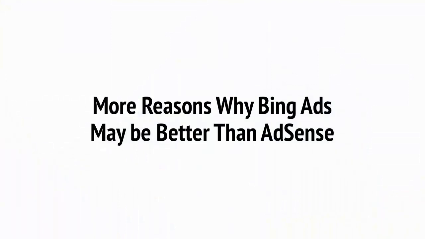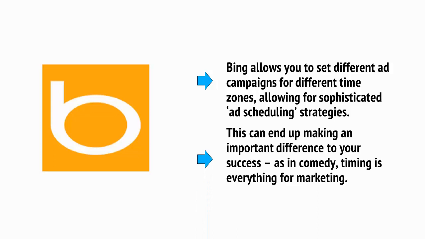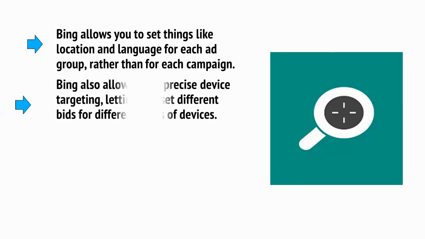There are more reasons why Bing might be a better choice for building an effective PPC campaign. For example, it's generally considered that Bing offers superior control over ad campaigns in some aspects. For example, Bing allows you to set different ad campaigns for different time zones, allowing for sophisticated ad scheduling strategies. And this can end up making an important difference to your success. As in comedy, timing is everything for marketing. Likewise, Bing allows you to set more things like location and language for each ad group rather than for each campaign. Bing also allows more precise device targeting, letting you set different bids for different types of devices.